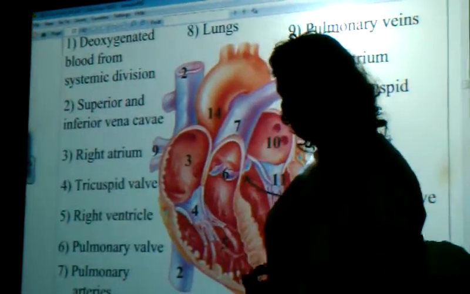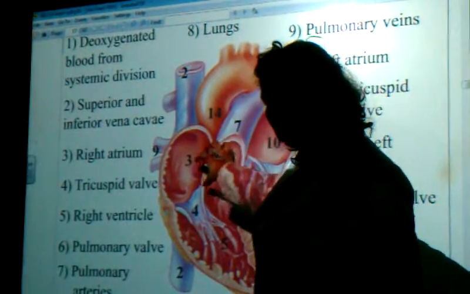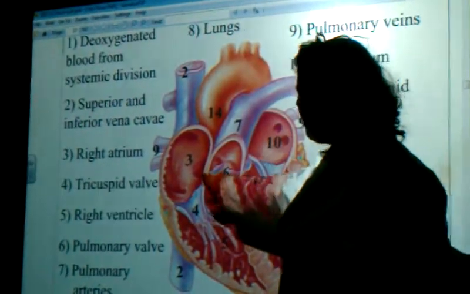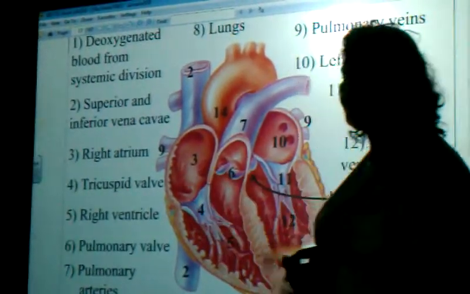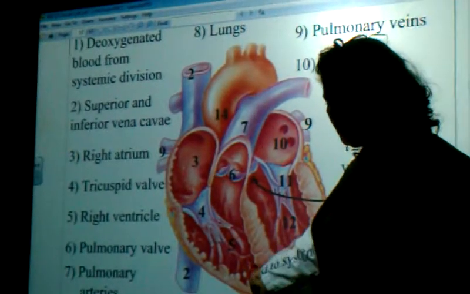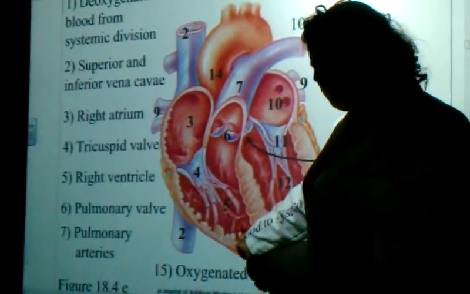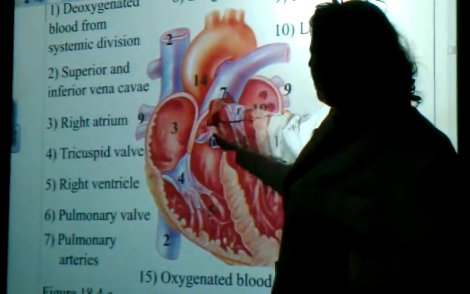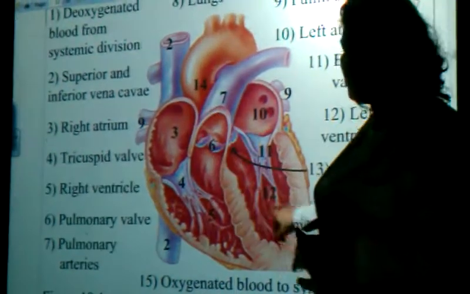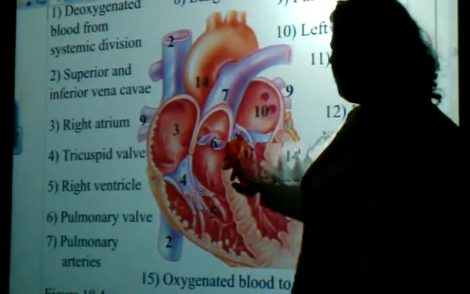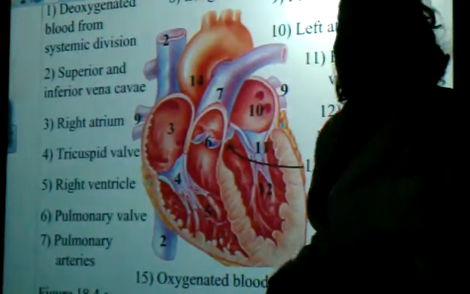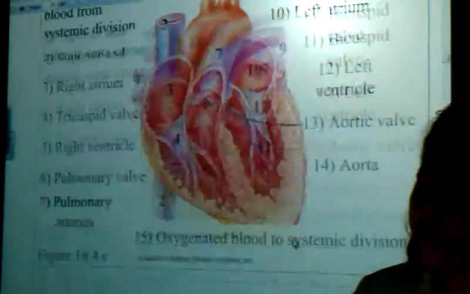Remember, blood from coronary circulation collects in that big thick vein at the back, and the coronary sinus empties into the right atrium here. And then leaving the heart, it's a little bit easier. We have blood leaving the right ventricle through the pulmonary trunk to the lungs, and then from the left ventricle, blood will leave through the aorta into general circulation. Okay.